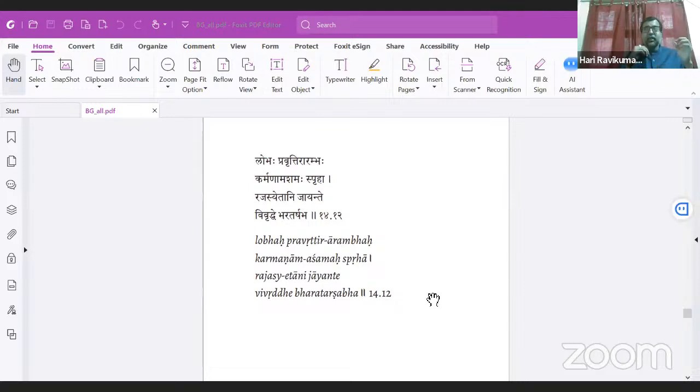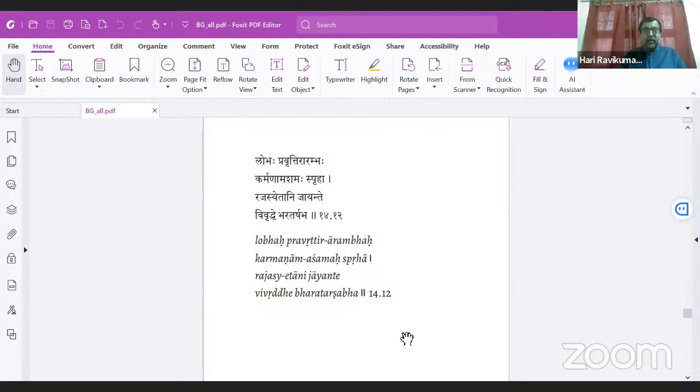Karmanam Arambaha, then Ashamaha. So you're always trying to start something new, want to do something. Unrest. Ashamaha is like you don't have Shama, you don't have the quality of serenity. And Spruha, desire. I want this, I want to accomplish this. So Etani. This is the nature of Rajas. Always active. Oh, I have to do this, I have to finish this, I have to go there, I have to do this. This is the nature of Rajas.